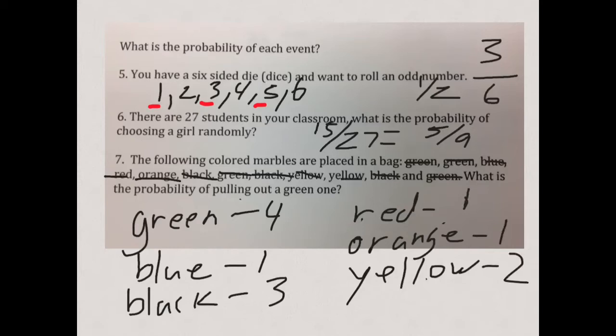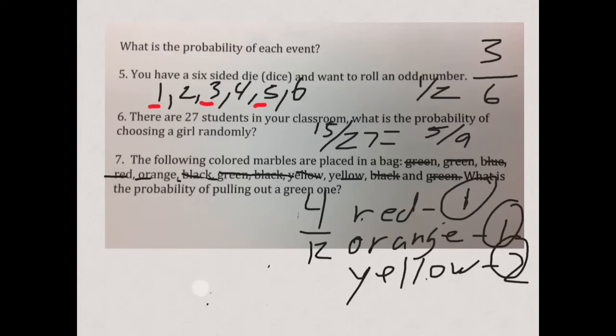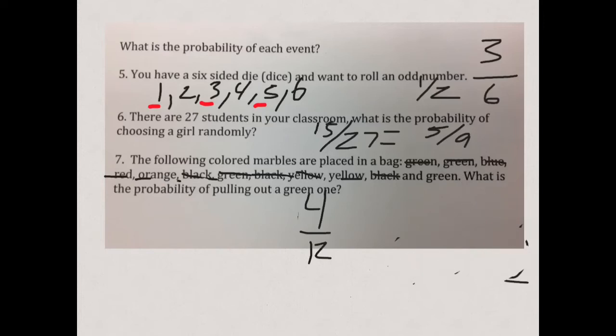Now, what was my question? What is the probability of pulling out a green one? Well, I already have these numbers set up, so 4 plus 1 right here, that's 5, plus 3 is 8, 9, 10, 12. 4 out of 12. Or, if I want to simplify it, this can also simplify to 1 out of 3. Okay. Meaning that within the first 3 tries, I should be able to pull out a green marble.